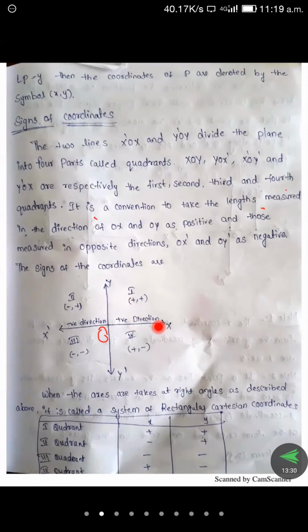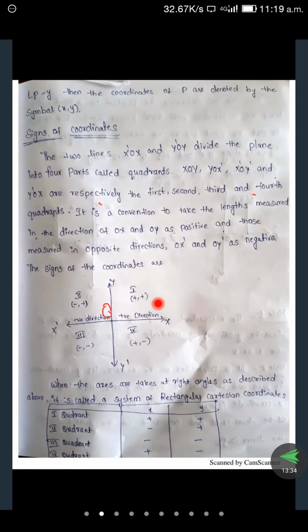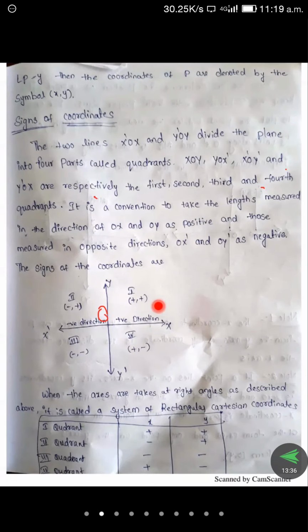So next, we have OX dash and OY. O is here, X dash is here. This is the negative direction. This is the X coordinate, so first we have to write the X coordinate. That's why it is minus. Next to that is OY. OY means positive, so the Y coordinate is plus.